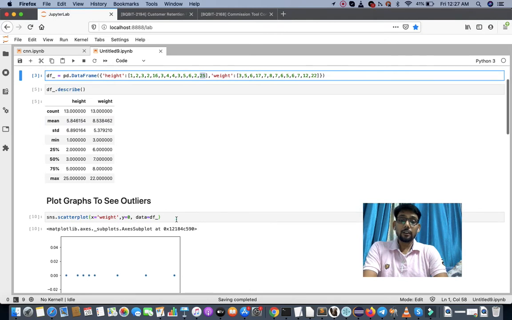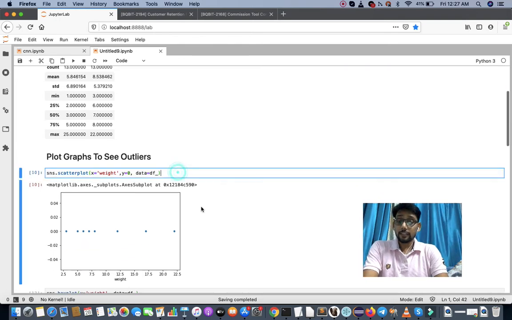So let's plot the diagram. Here we can see that 16 and 25 look abnormal. These data points are very far away from the other observations. In the same way, for the weight, 17, 12, and 22 seem like outliers, because they look abnormal. They are very far away from the other data points, right?